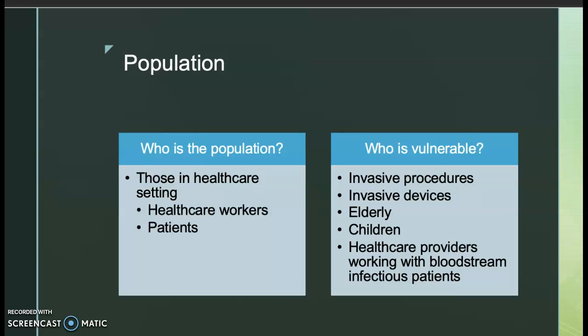And those receiving invasive devices such as Foley catheters or endotracheal tubes or being on a ventilator, they are again higher risk for contracting infections from these invasive devices. Elderly and children are also vulnerable, considering their less robust immune systems. And then healthcare providers who are working with patients who have bloodstream infections, such as HIV, if they get a needle stick while suturing a laceration, they are vulnerable for contracting that bloodstream infection.